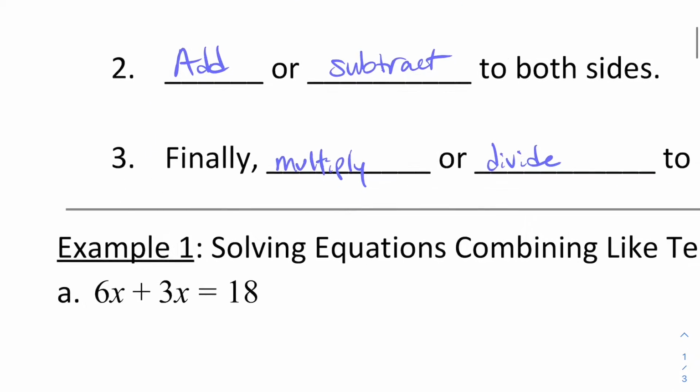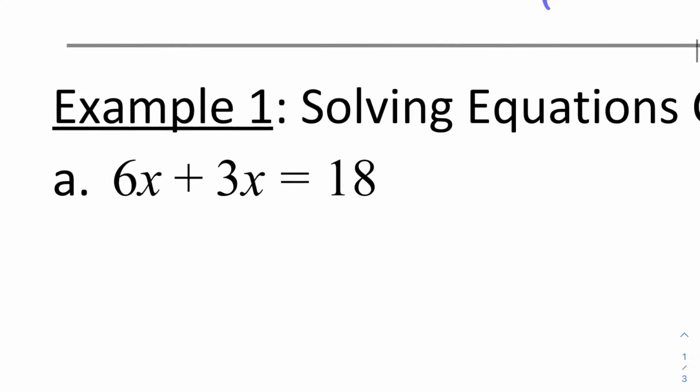All right, example number 1. Step 1 is to combine like terms. Do I see like terms here? Yes, I do. I have 6x and 3x. 9x is equal to 18, right? And then, do I have to add or subtract anything? Doesn't look like I do. So then I multiply, divide by 9. Divide by 9, you get x is equal to 2.